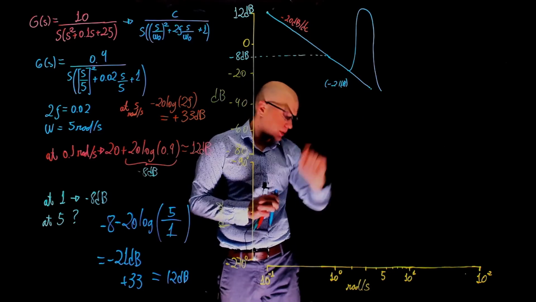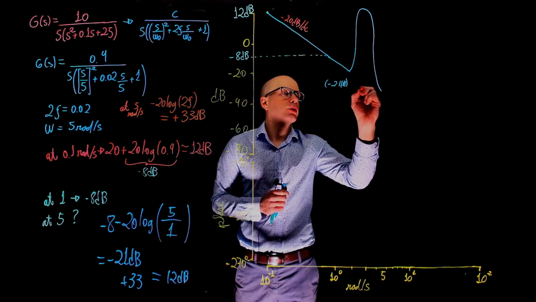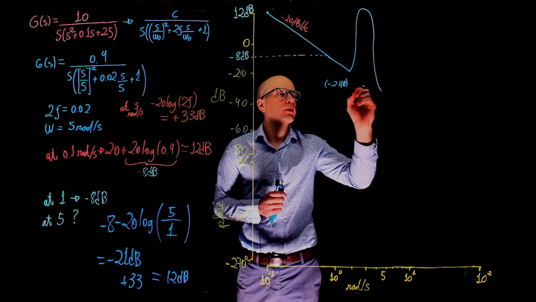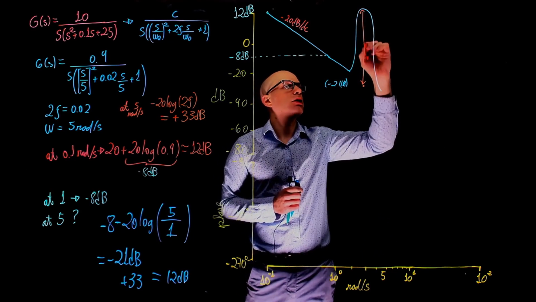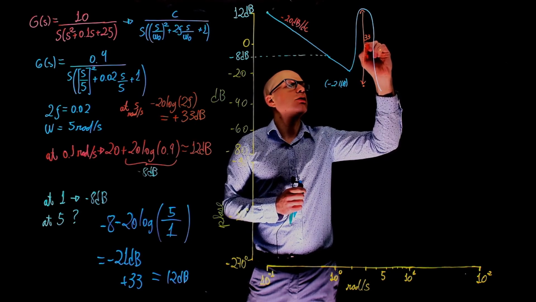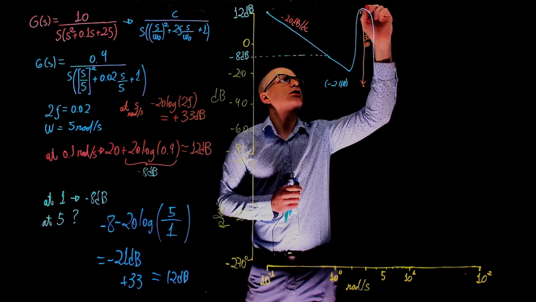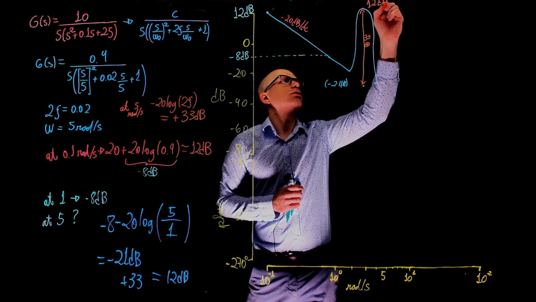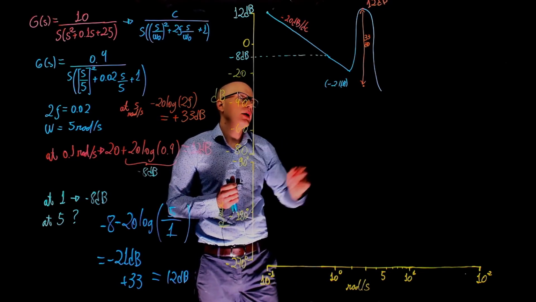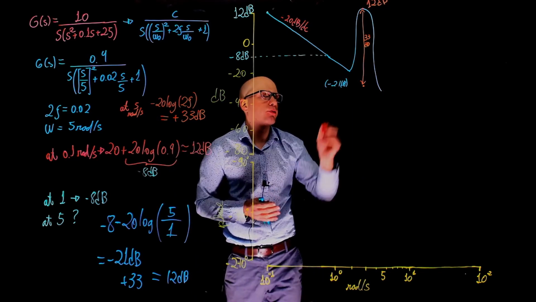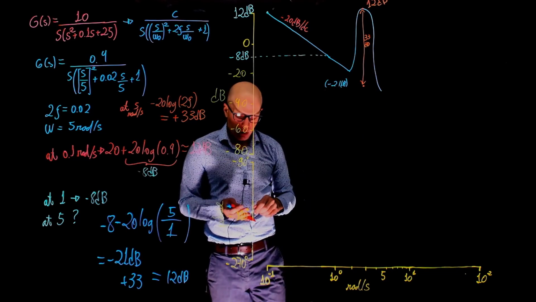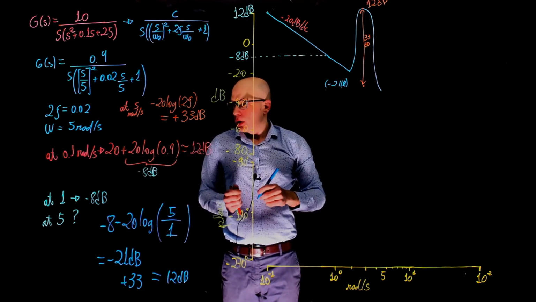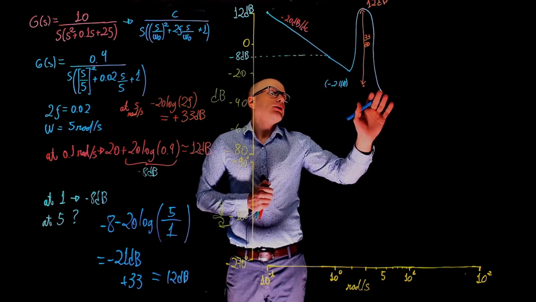So let me erase this part. So here we should be at negative 21. This bump here, this entire length here is 33 dB. So this point right there is at 12 dB. And we are back now to where we were before, just before that bump. We are back at negative 21. Good. So now we are here at negative 21.